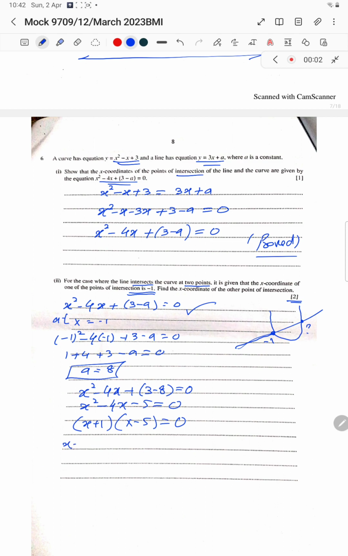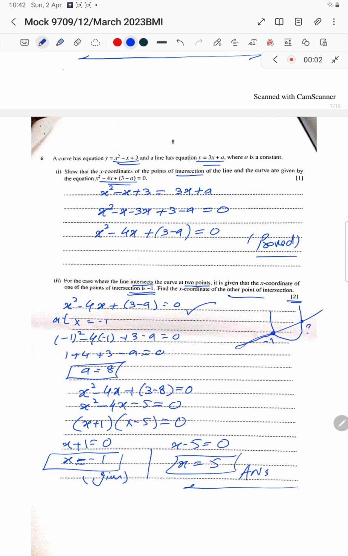So here x plus 1 equal to 0, one root is minus 1, as it was already given. So we are looking for the second point of intersection, that is x minus 5 equal to 0. So x will be equal to 5. This is the answer we are looking for, the other root. I hope it is clear. Let's proceed to the third part of the same question.